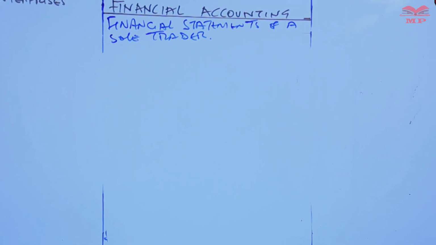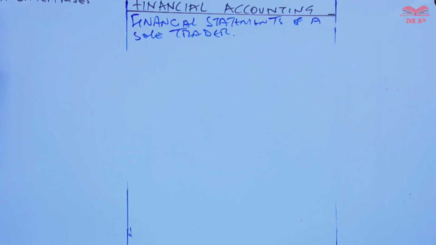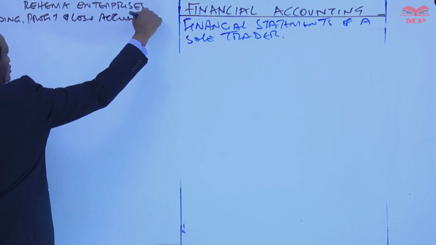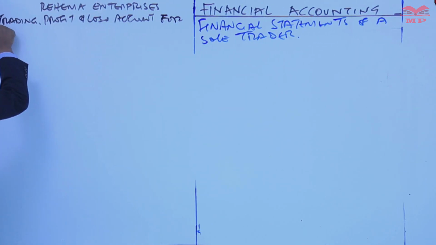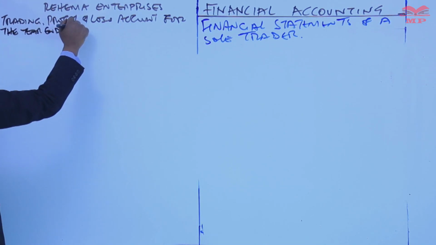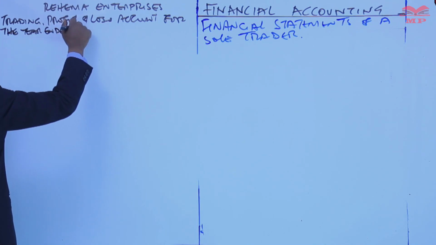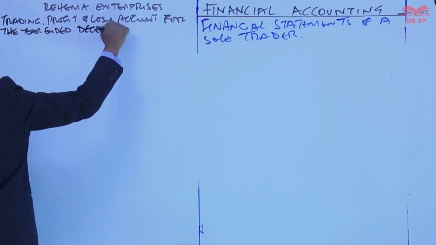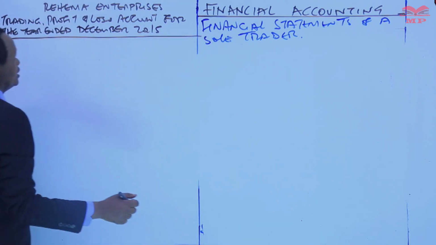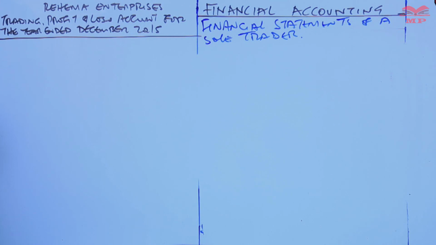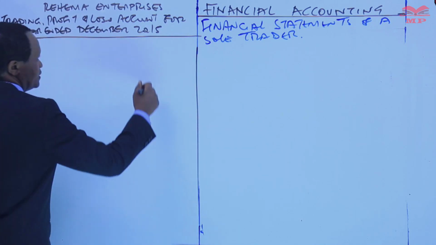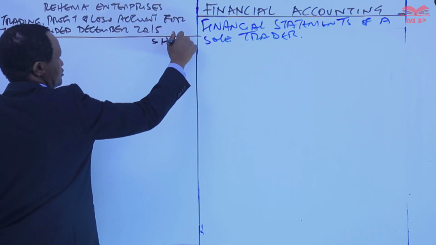Trading Profit and Loss Account for the year ended December 2015. So you must have the date at the top and the name of the enterprise. So you'll prepare this statement in a vertical format. So you're going to have two columns for the amounts.